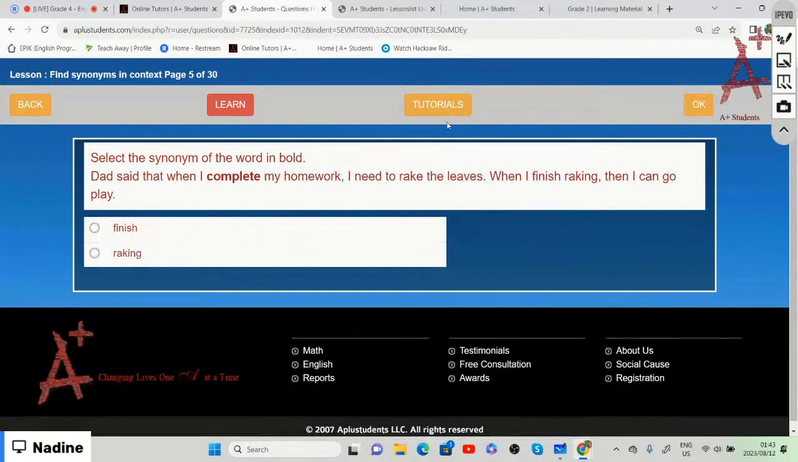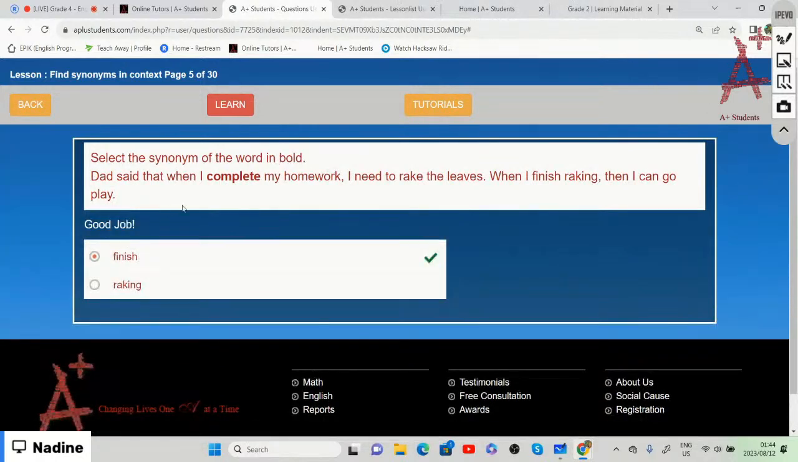Dad said that when I complete my homework, I need to rake the leaves. And when I finish raking, then I can go play. We need to select the word that is similar in meaning to complete within our sentences. Is it finish or raking? So another word for complete is to finish, right?